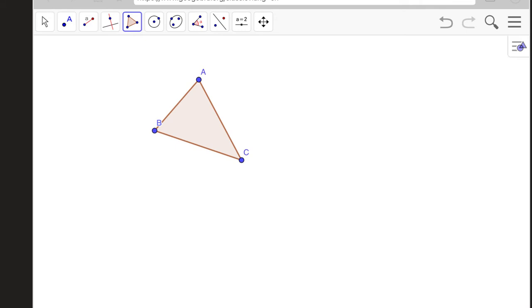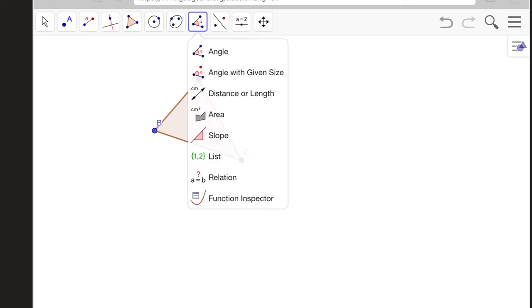To find the side length of that triangle, on your screen you'll hit the More button. My screen doesn't have the More button, but yours will on your formative. Hit the More button and then look for Measure. Under Measure, you can find Angle and Distance Length. So I'm going to look at Distance Length here.